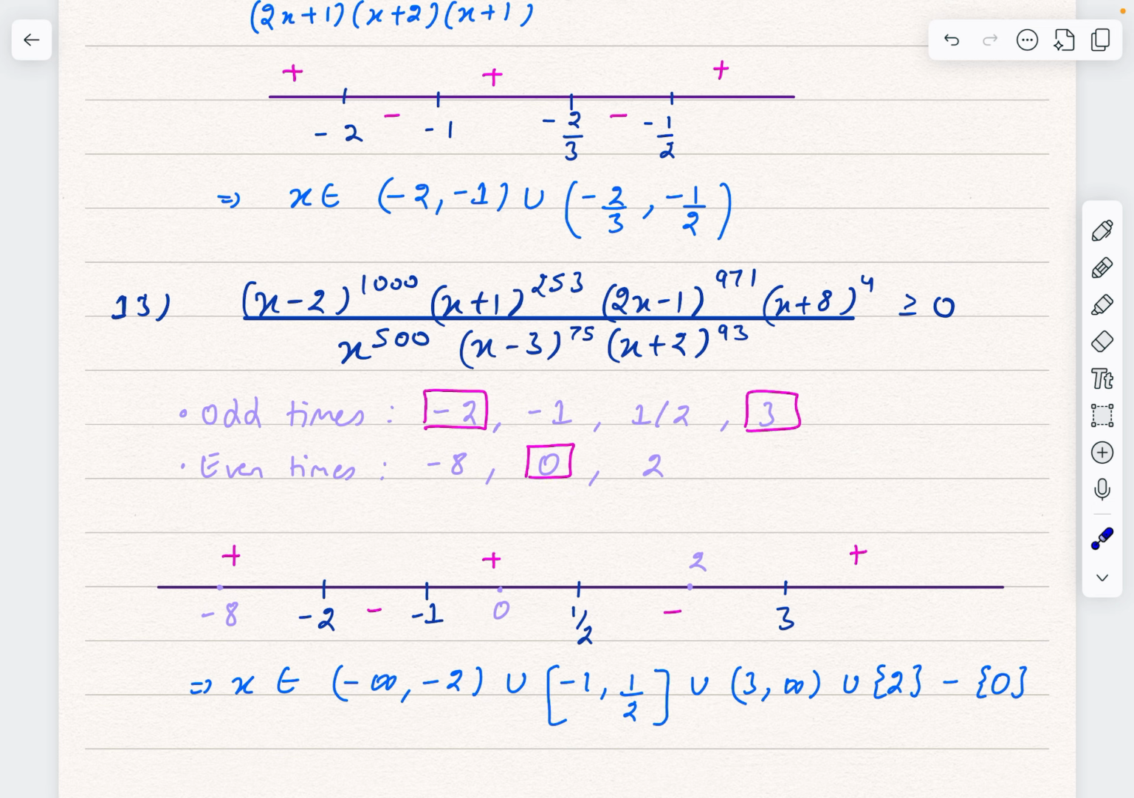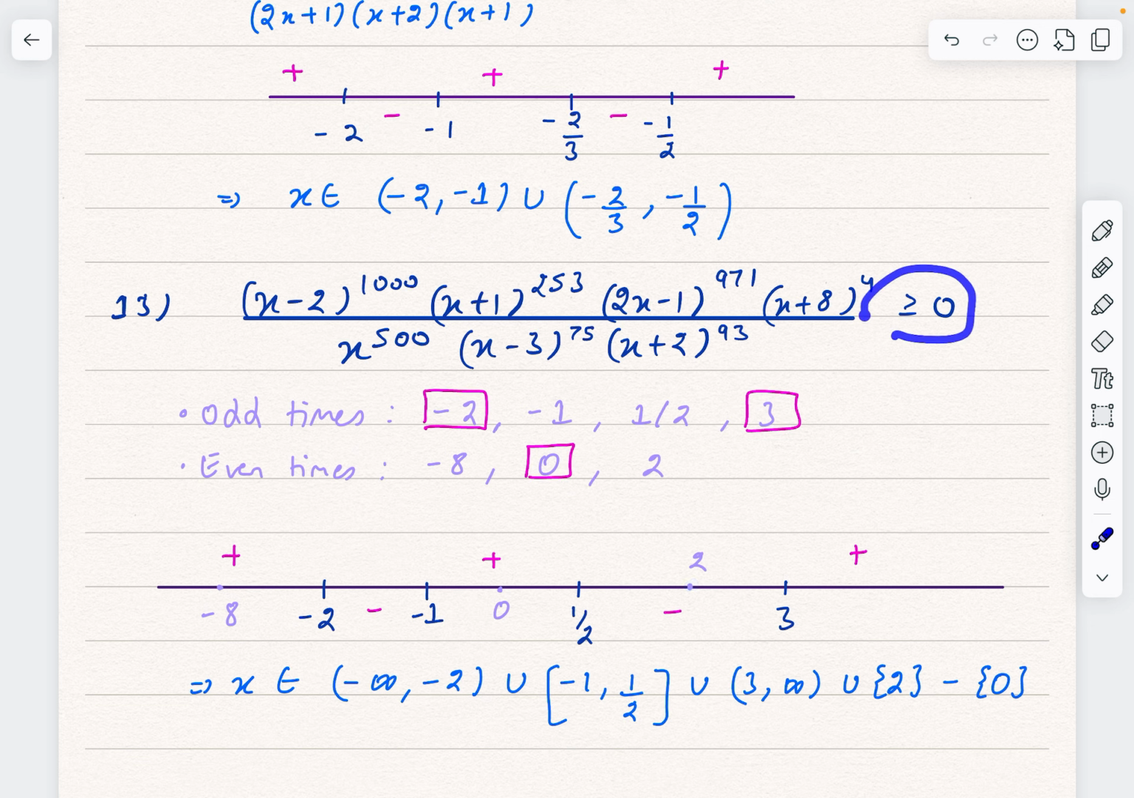What are the roots of denominator? Minus 2, 3 and 0. Now you plot only the odd roots here. So minus 2, minus 1, 1 by 2, 3: positive, negative, positive, negative, positive. But mark the even roots also to remind ourselves that the value at that is 0. There will be 2, 0 and minus 8.